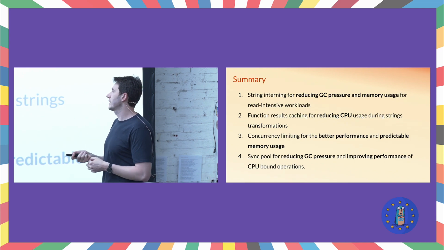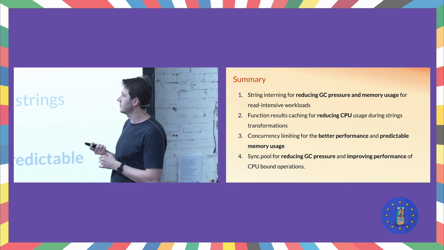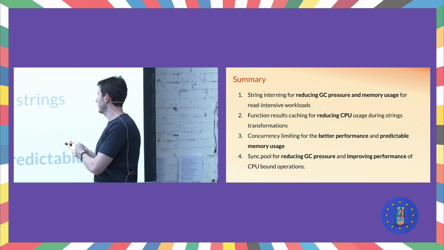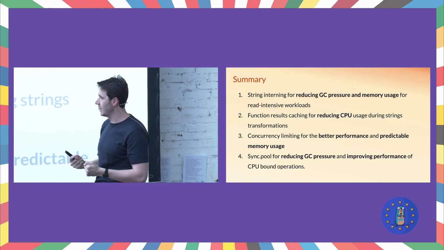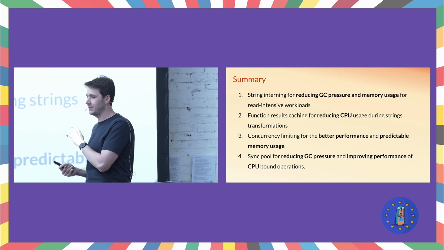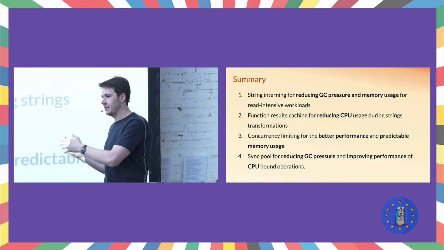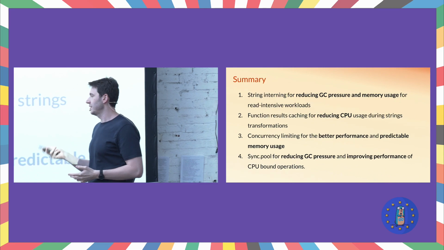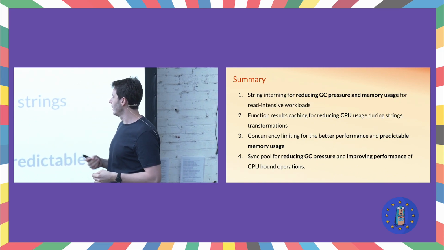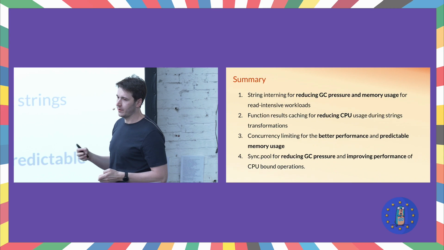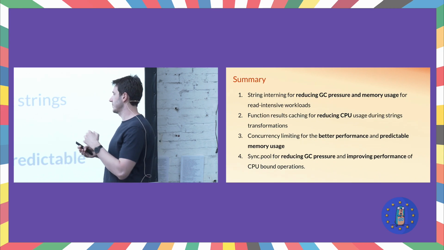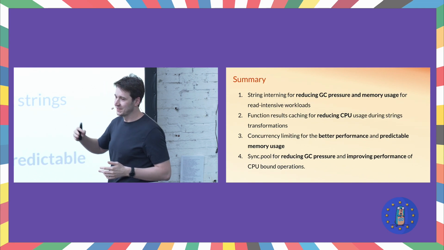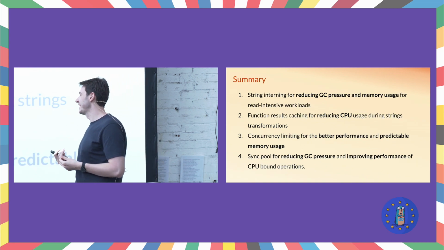Okay, and a quick summary of what we learned. The first, string interning helps you to reduce garbage collection pressure and helps you to reduce memory usage, but only when used right, for read-intensive workloads. For queries, in our case, it turned out to be more expensive than not using it, so be wise. Function results caching for regex matching and for string transformations helps us to reduce CPU usage at the cost of increased memory usage. So everything has a price.